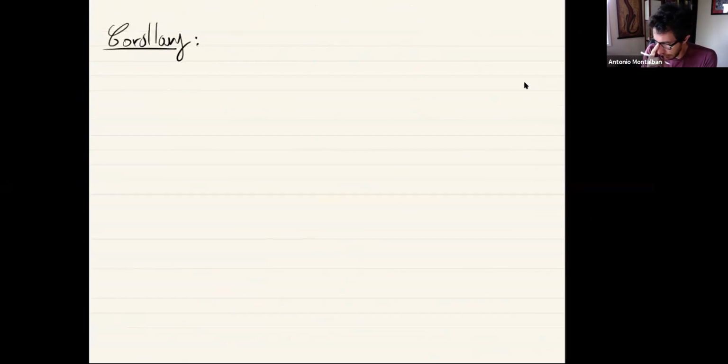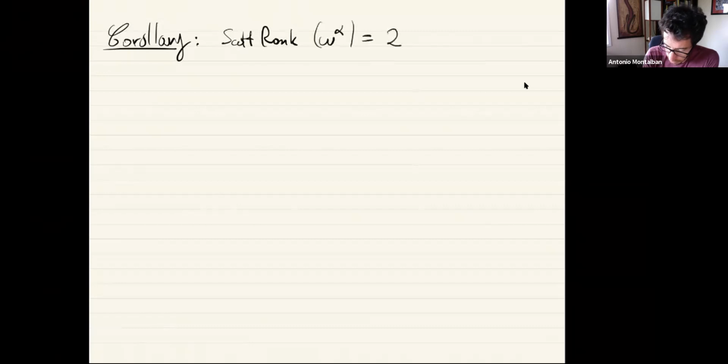Corollary: the Scott rank of omega to the alpha is 2 alpha. So now we get the equality. We already showed, you guys already showed in the exercise, the less than or equal.